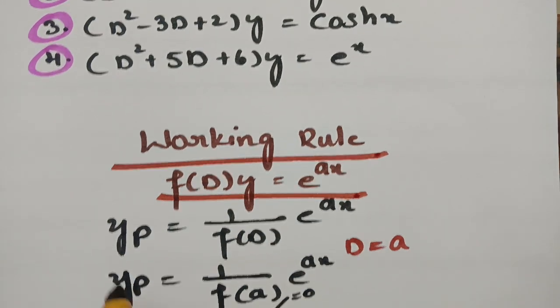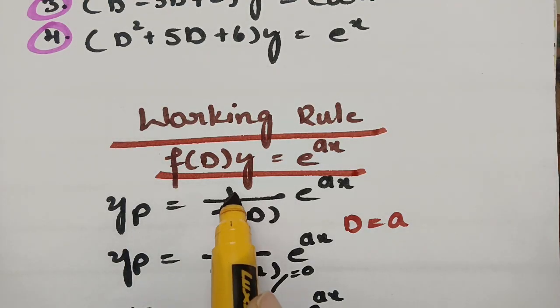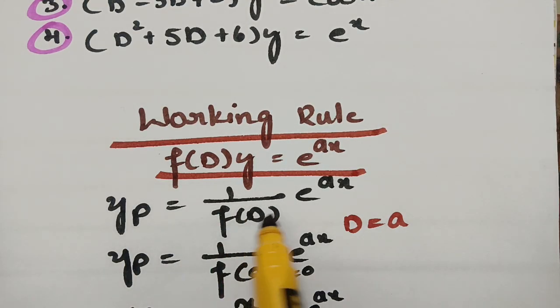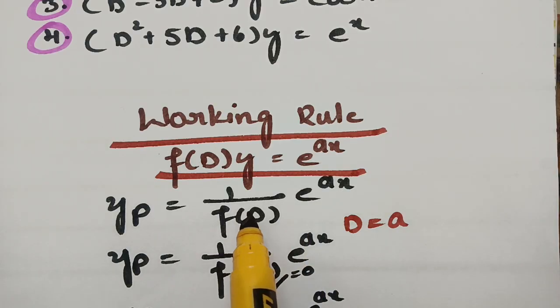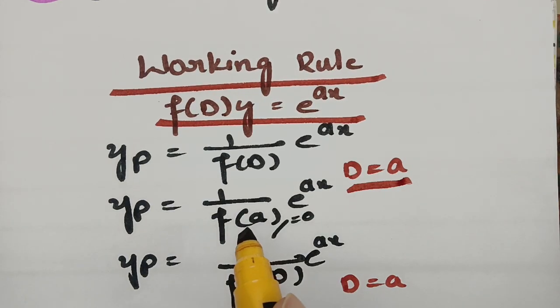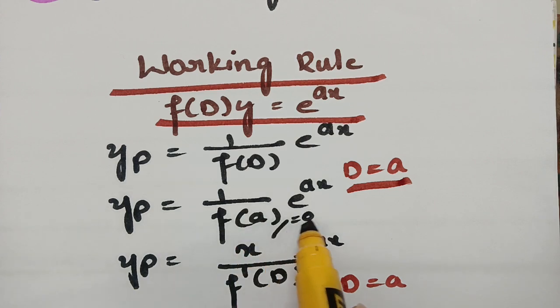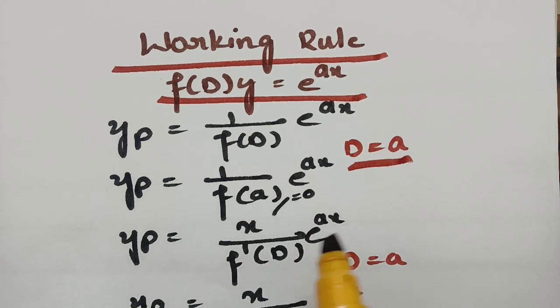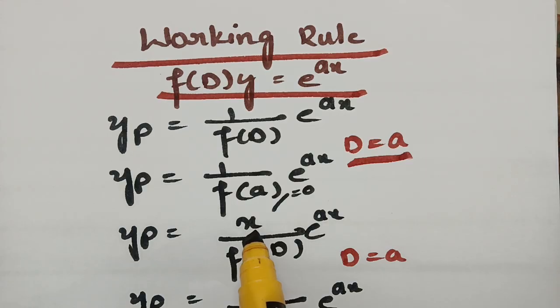The first thing is for the particular integral, we have to write 1 by f(D) into e power ax. In place of D, we have to substitute a here. So put D is equal to a. If you get a value, leave it as it is. If this is going to become 0, then we have to keep one x in the numerator and go to the previous step.